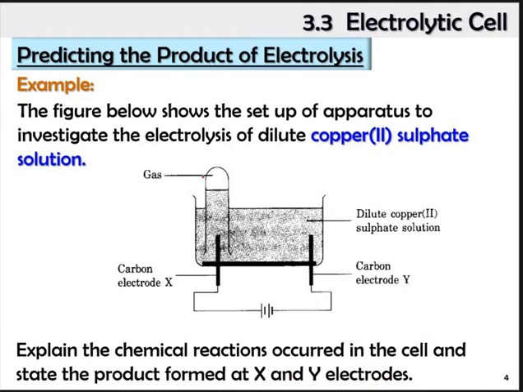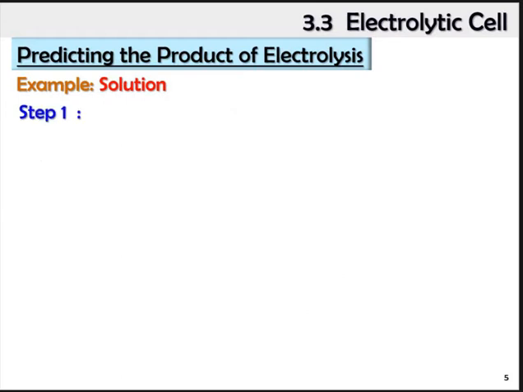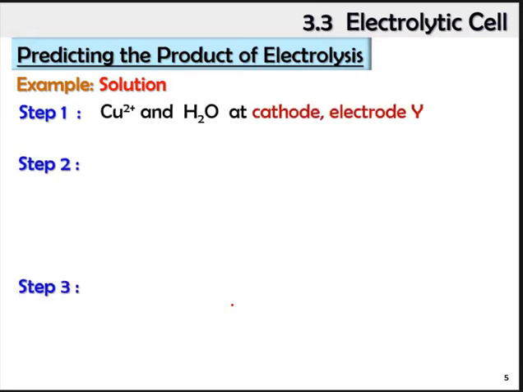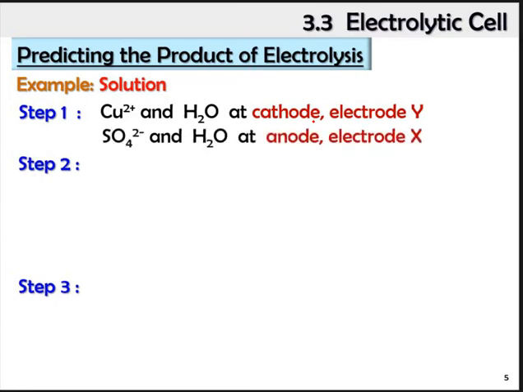Okay, look at the diagram here. Okay, so identify here we have the battery. Okay, so yang pendek tu adalah negative terminal ataupun negative electrode, and then this one adalah positive. Alright, so step 1, we have 3 steps. Okay, for Cu2+ and H2O will move to cathode, which is electrode Y. And sulfate ion and H2O will move to anode, which is electrode X.